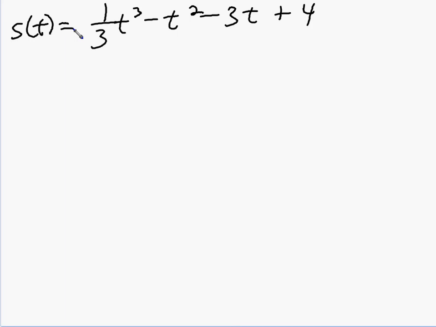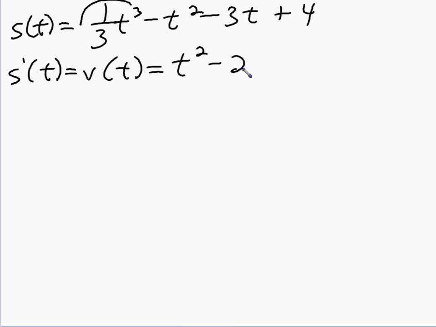The first thing I got to do is find the velocity function. So let's do that. S prime of t is going to be my velocity function. Using the power rule, we don't even have to use the chain rule on this one. It's going to be 3 times 1/3, so that'll just be 1. So it'll be t squared minus 2t minus 3. All right? So there is my velocity function.